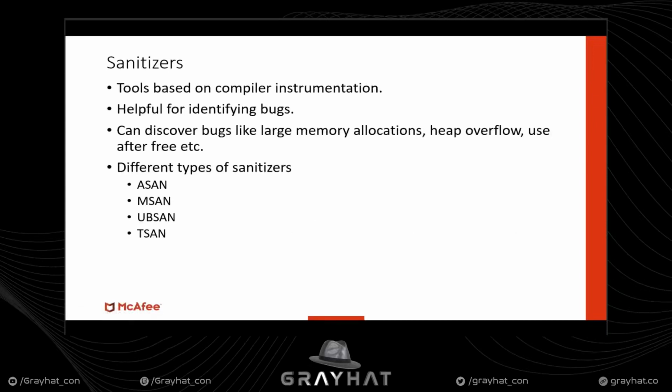Sanitizers are tools based on compiler instrumentation, and they are very helpful for identifying bugs. They can discover bugs like large memory allocation, heap overflow, use after free, etc. And there are different types of sanitizers like ASAN, MSAN, UBSAN, and TSAN.